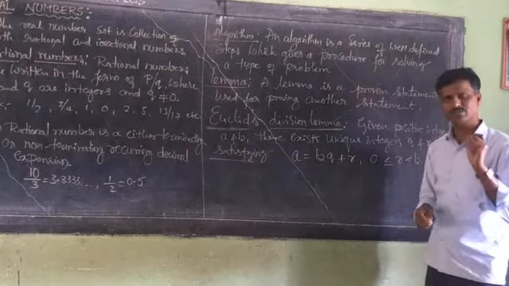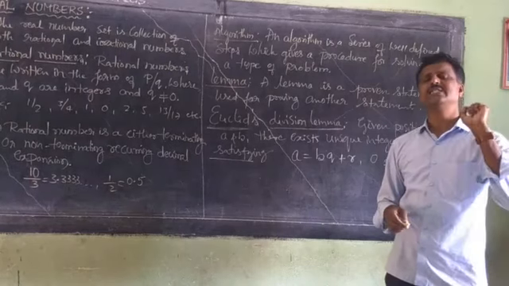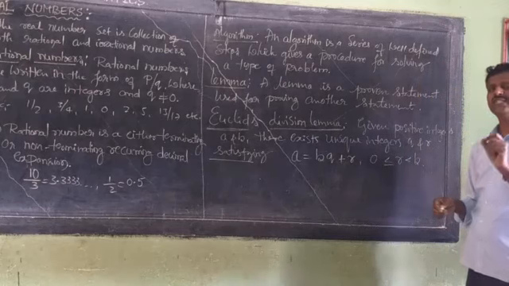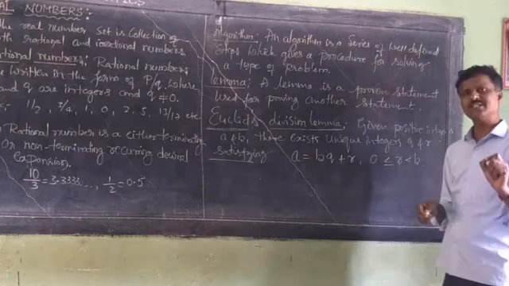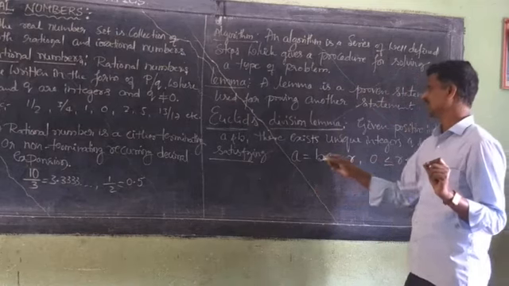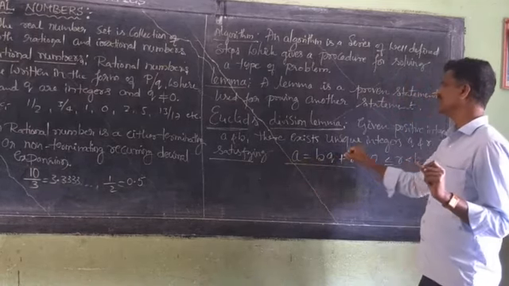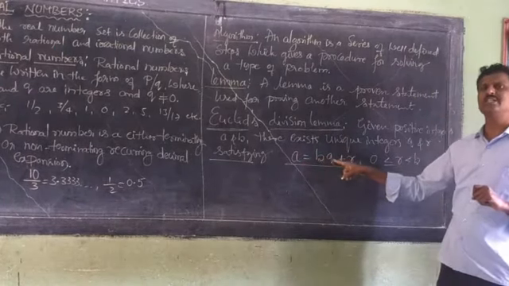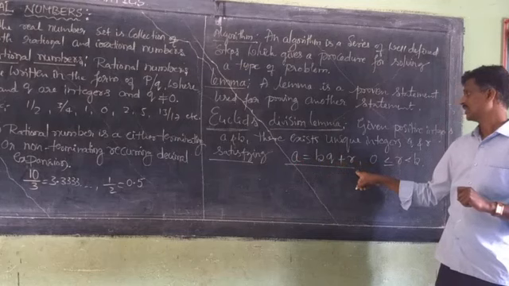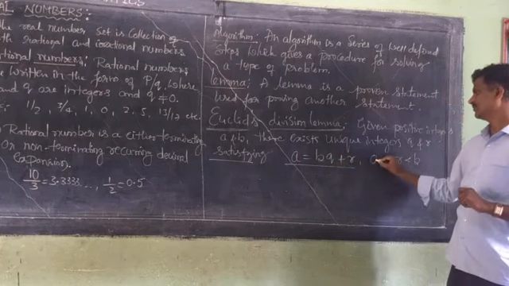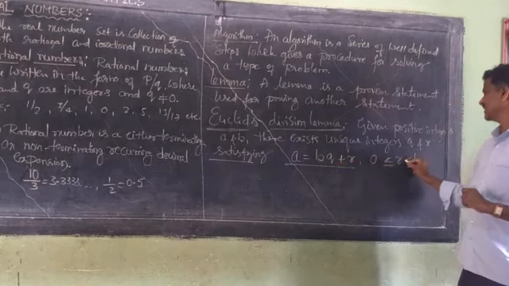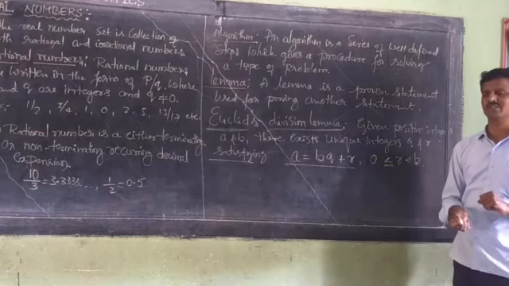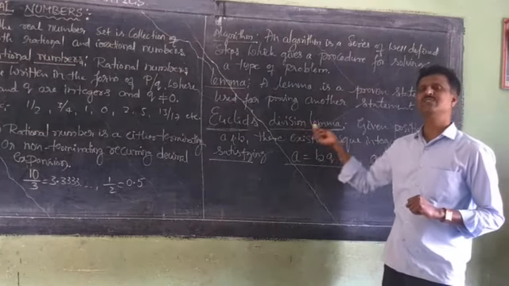First we have any two positive integers a and b, and there exist unique integers q and r satisfying what? They satisfy a is equal to b into q plus r, where 0 is less than or equal to r, and r is less than b. This is called Euclid's division lemma.